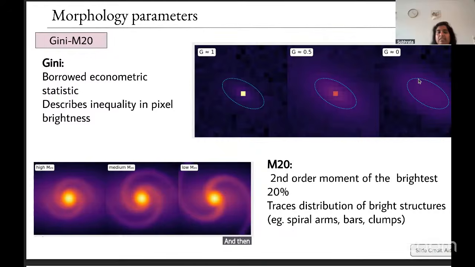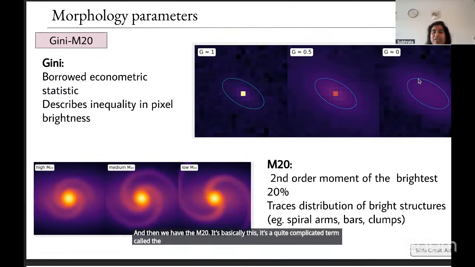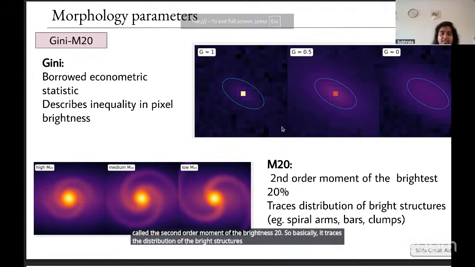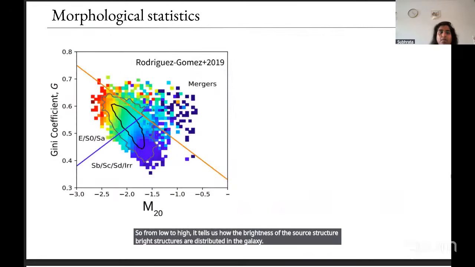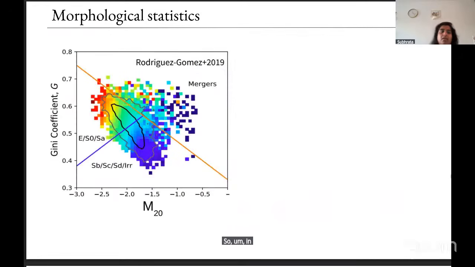And then we have the M20. It's a quite complicated term called the second order moment of the brightest 20% of the light. Basically it traces the distribution of the bright structures, as you can see here on the screen. From low to high, it tells us how the bright structures are distributed in the galaxy. In the past, Gini M20 has been quite exhaustively used to classify merger and non-merger.